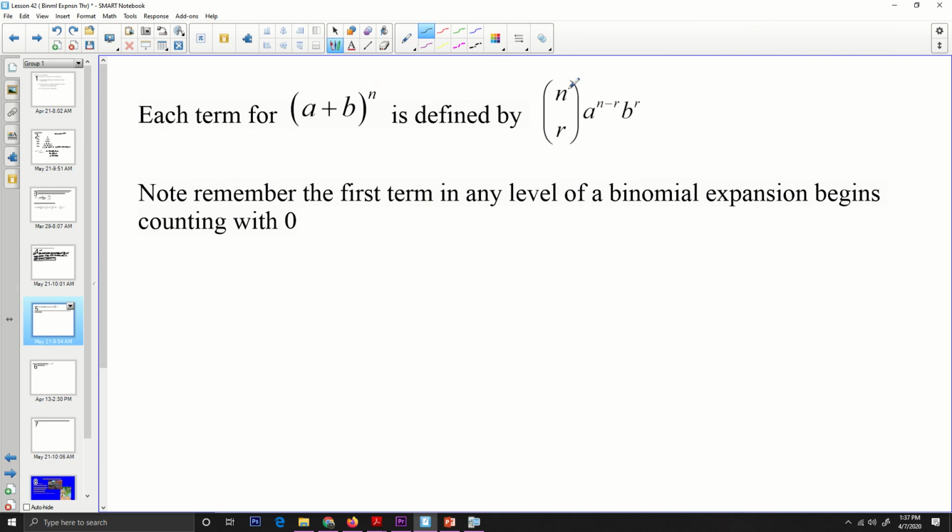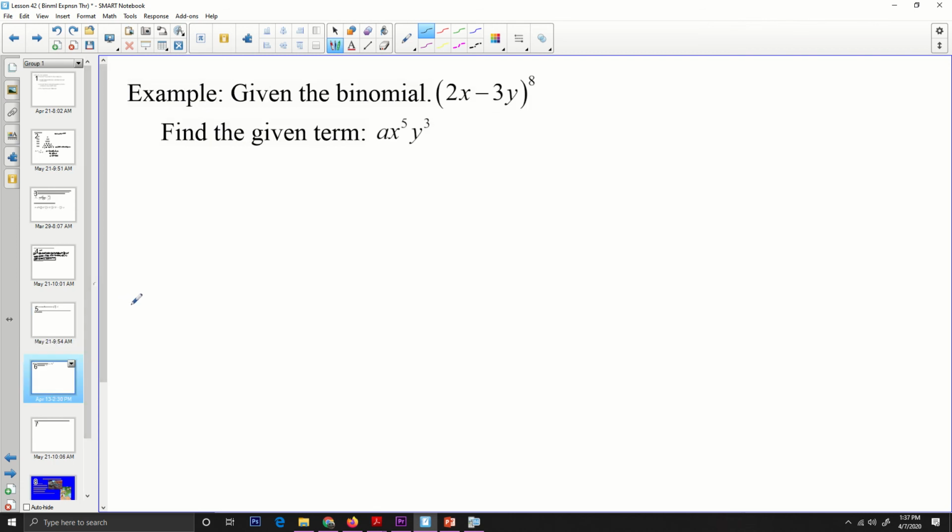All right, so for each term in (a + b) to the n, you can define that by n choose r, and then this a here is raised to the n minus r, and then raise the b to the r. And remember, the first term of any binomial expansion begins with the counting at 0. Given this binomial, (2x − 3y) to the eighth, find the term ax to the fifth y to the third.